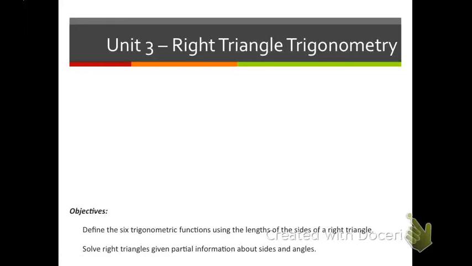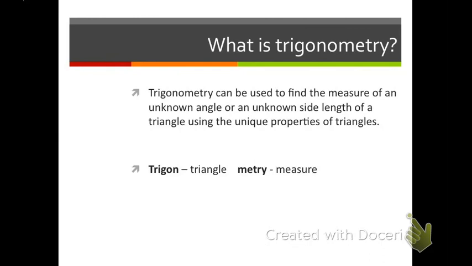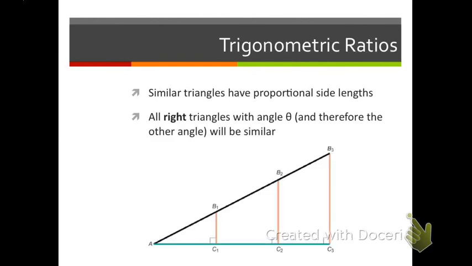So let's get into the triangle part of trigonometry. We're going to look at those 6 basic trigonometric functions and how to solve right triangles. Hopefully review. In trigonometry, we're going to find unknown angles and sides using unique properties of triangles. Trigon means triangle. Metry is the part of the word that means measure.